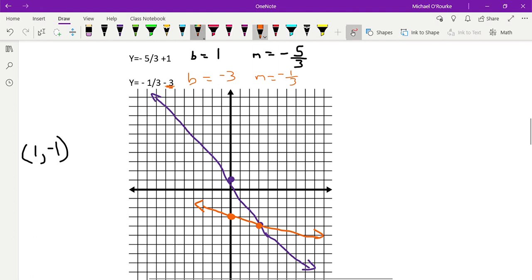So our POI for this one, am I wrong? is 3, 1, 2, 3, 4 comma, 1, 2, 3. Oh, because you're going down. Yeah, negative 5. Exactly. I thought this would be wrong.